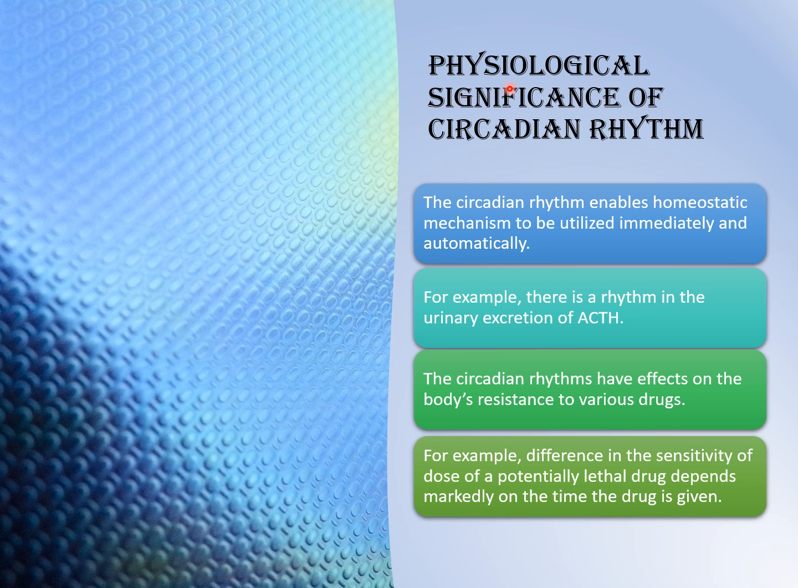Then what is the physiological significance of circadian rhythm? Circadian rhythm enables the homeostatic mechanism to be utilized immediately and automatically. For example, there is a rhythm in the urinary excretion of ACTH, and circadian rhythms have an effect on the body's resistance to various drugs. For example, the sensitivity to the dose of a potentially lethal drug depends markedly on the time the drug is given.